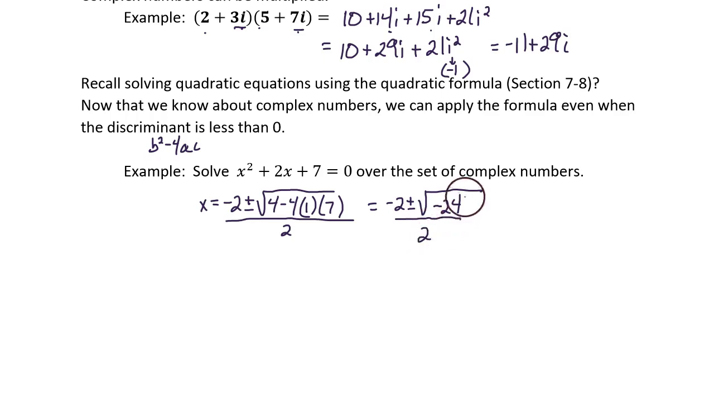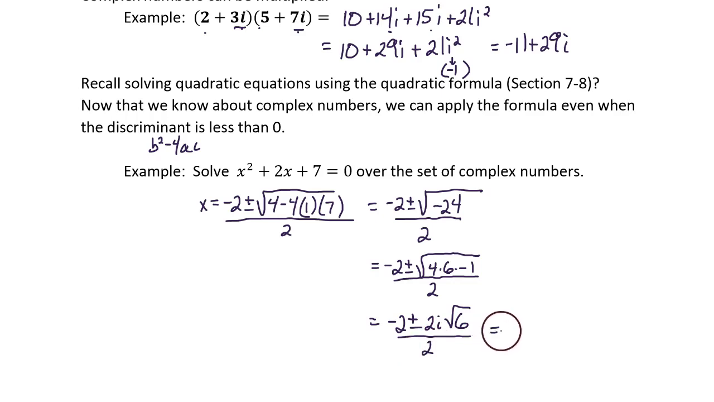Again, in that last chapter, at this point, we would say no real solutions. But now that we know about imaginary numbers, we can continue and simplify this radical. Think of the negative 24 as being 4 times 6 times negative 1. Then the square root of 4 makes a 2, and the square root of negative 1 makes the symbol i. The 6 stays in the radical.